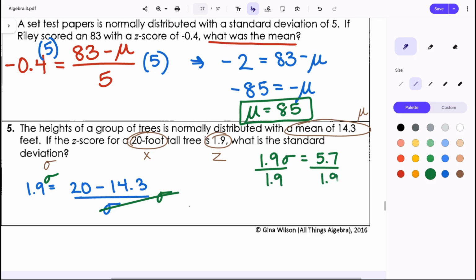And what did you guys get for the standard deviation? 3. Good. All right, do we have any questions on manipulating and working with that z-score formula? Okay. That's all we're doing today.